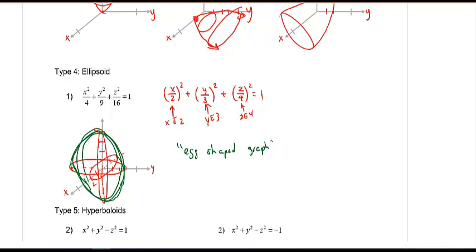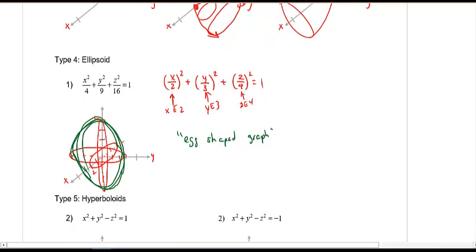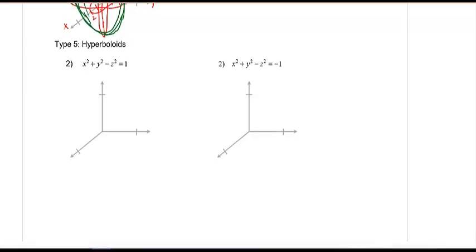Okay, and finally, we've got type number 5, the hyperboloids. So once again, I'm going to ask you to label the axes. And now, like the previous ones, I'm going to ask you to choose different values of z. So let z equal 0 in this case. If you do that, you get x squared plus y squared equals 1. Well, this is where we can draw a nice equation. This is a circle centered at 0, 0 on the xy plane.